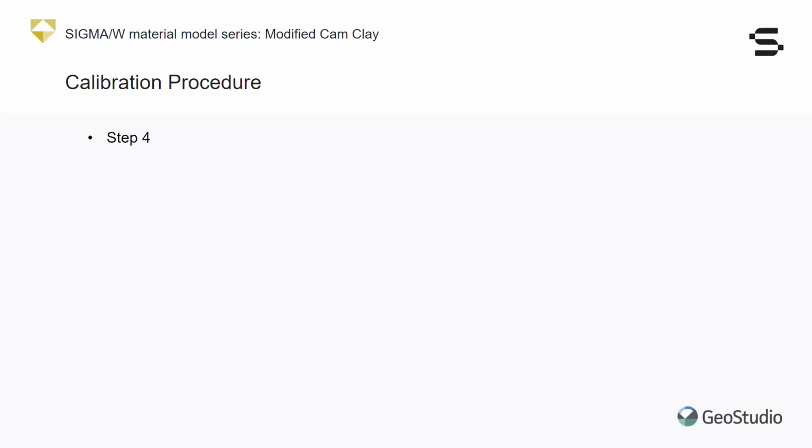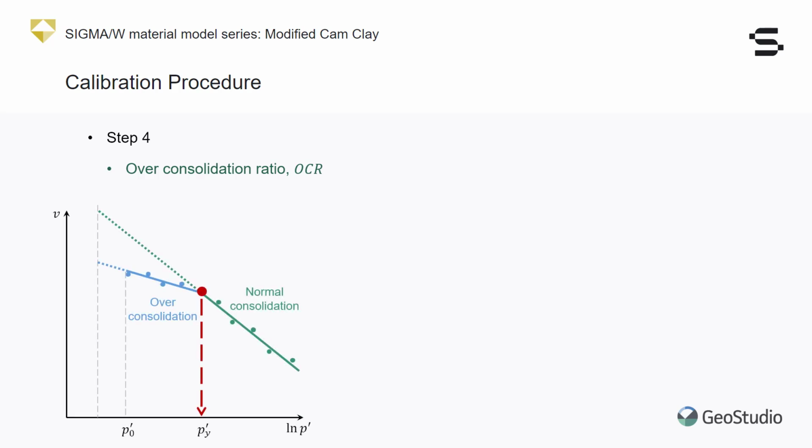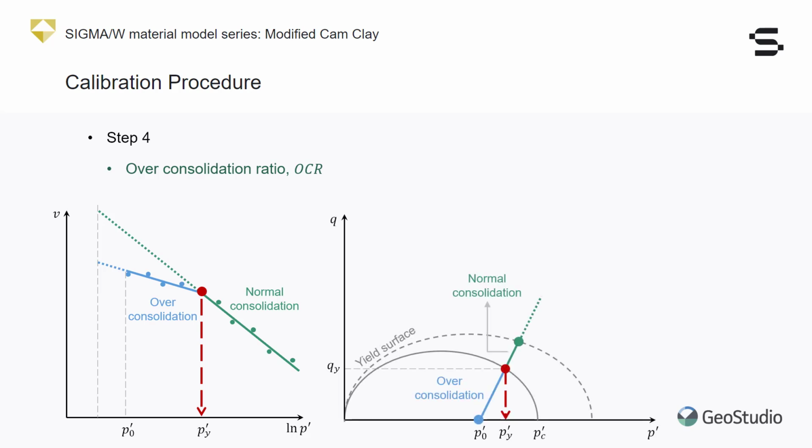The fourth step of the calibration procedure is to calculate the overconsolidation ratio for each soil sample. To do this, it is required to recognize the mean effective pressure at which the response of the sample changes from the overconsolidation condition to the normal consolidation condition. Let us refer to this pressure as the yield pressure, or P'(y). The overconsolidation ratio, however, is the ratio between the isotropic preconsolidation pressure, P'(C), and the isotropic initial pressure, P'(0).